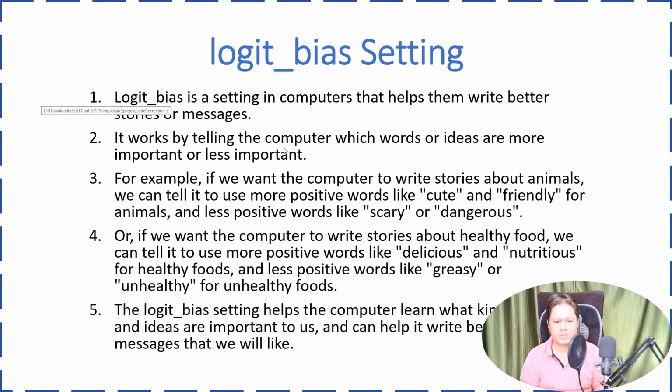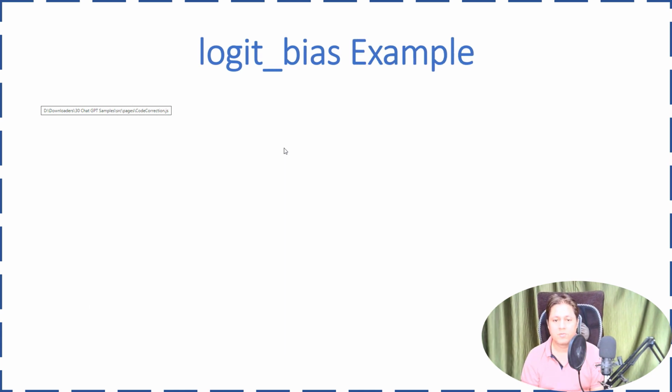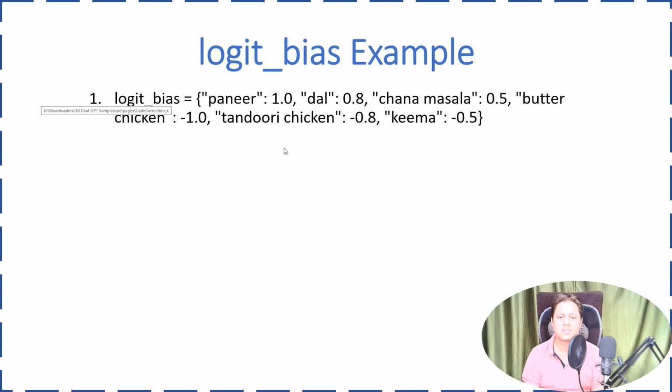Okay, so in the fifth point, what I am mentioning is what kind of words and ideas are important to us. We need to handle that and mention it upfront. So how can we change the setting? This is the example.